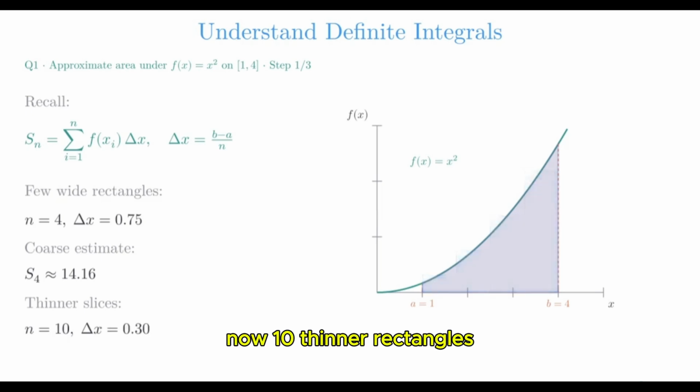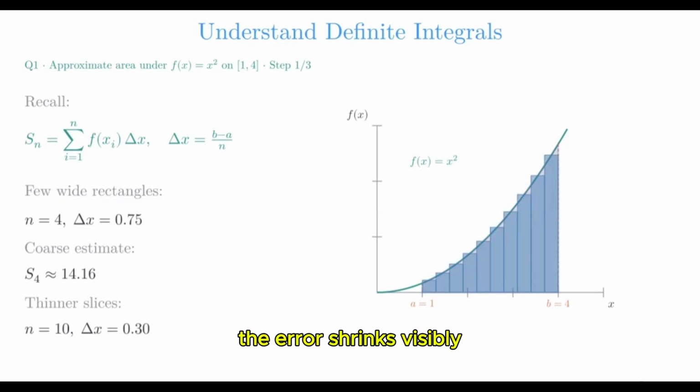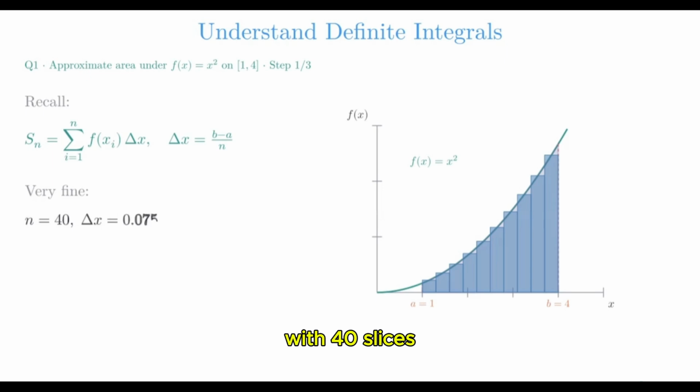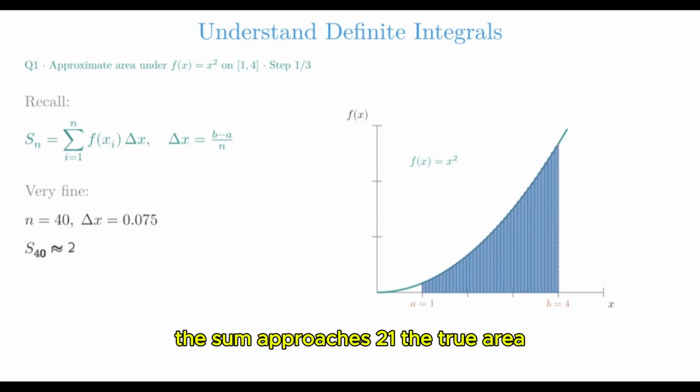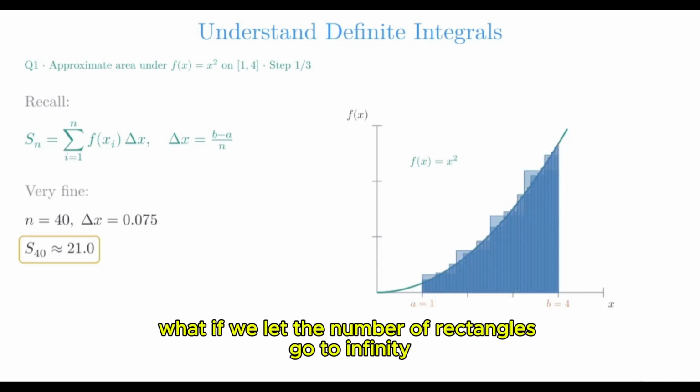Now 10 thinner rectangles. The error shrinks visibly. With 40 slices, the rectangles hug the curve almost perfectly. The sum approaches 21, the true area. What if we let the number of rectangles go to infinity?